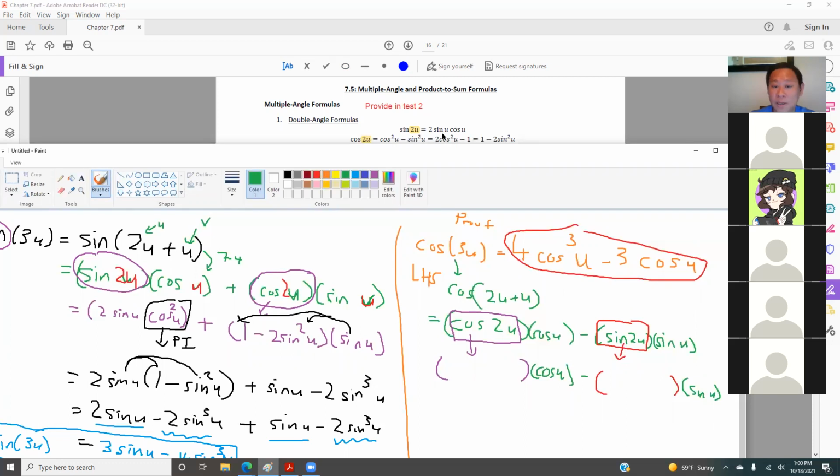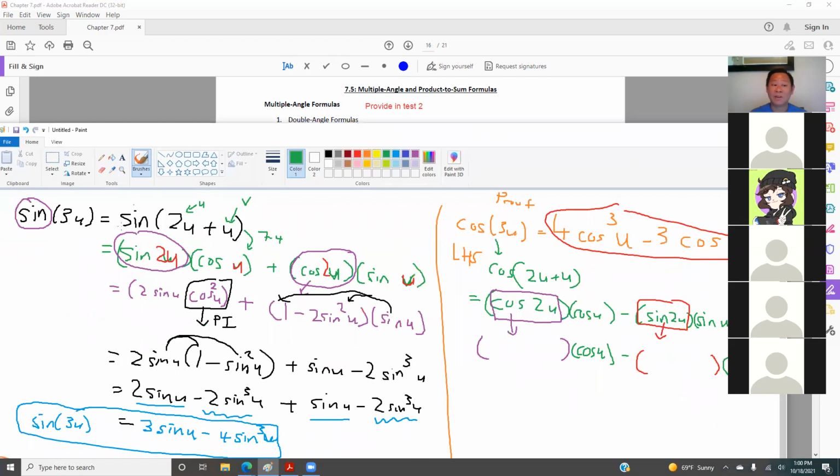Second one. We pick the second one. The reason why we pick the second one is because they're all in terms of cosine. For sine 2u, you only have one choice, which is this one. And you have to distribute, then after that, you multiply in your cosine u and your sine u in this case. Very similar to the question that we did here.